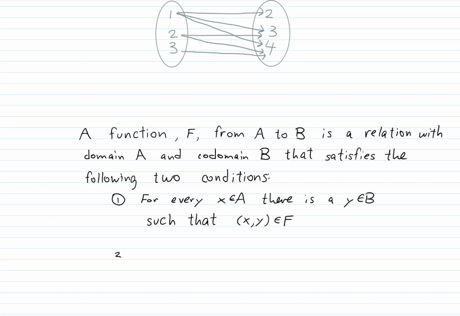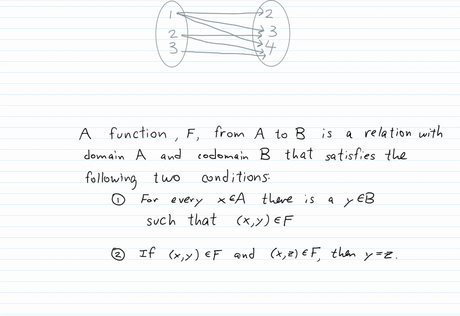Okay, and number 2, if xy is in F and xz is also in F, then y equals z. In other words, everything in A can only have one arrow coming from it.